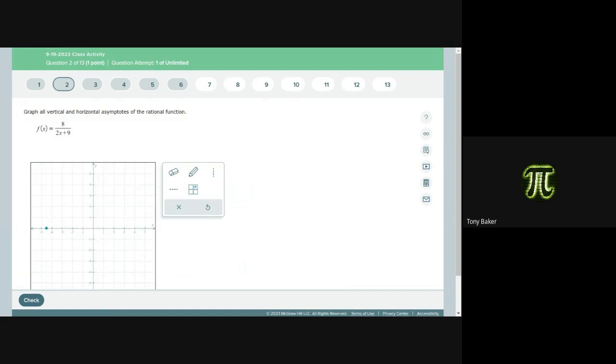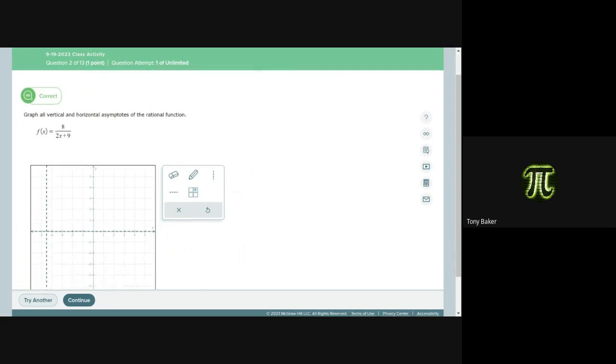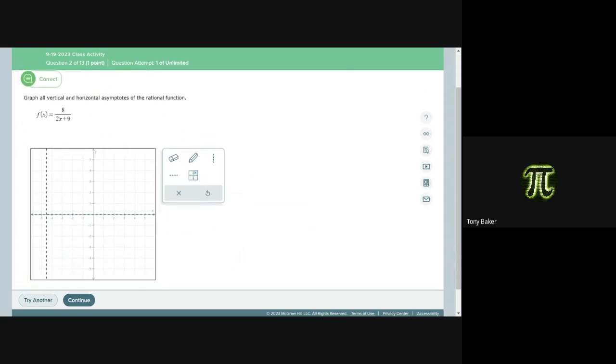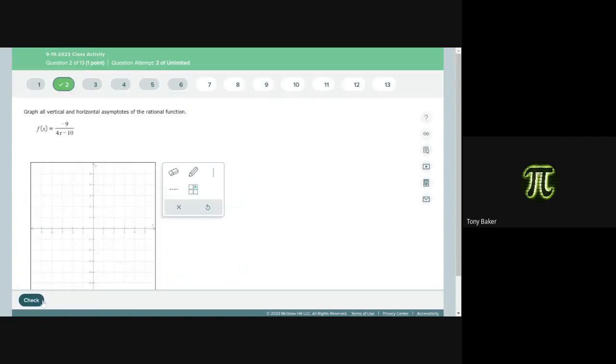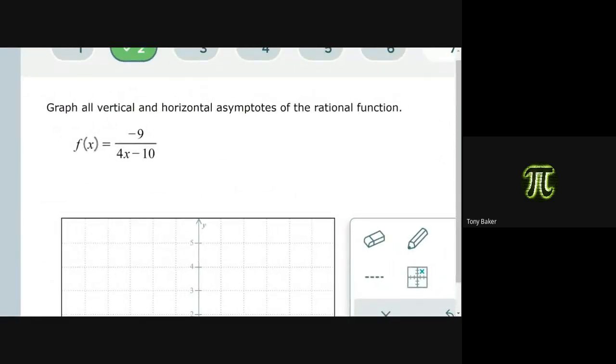So if you can see what I did, watch when I clicked the vertical asymptote, when I put it on that point, the point disappeared. And then my horizontal asymptote was there. All right, find me my horizontal and vertical asymptote for this one.